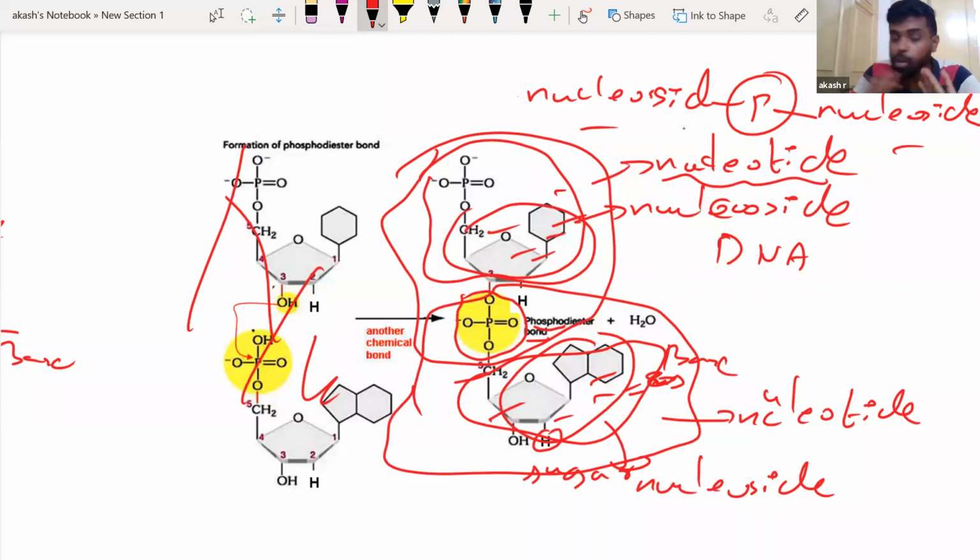So how should I properly put it: two nucleosides, base sugar, base sugar. Between these two, I will have a phosphodiester linkage. That's it. What do you mean by phosphodiester linkage? I'm going to have phosphorus, one oxygen, another oxygen, combining these two. That's exactly what you're seeing here. If I can just rub everything and show you.